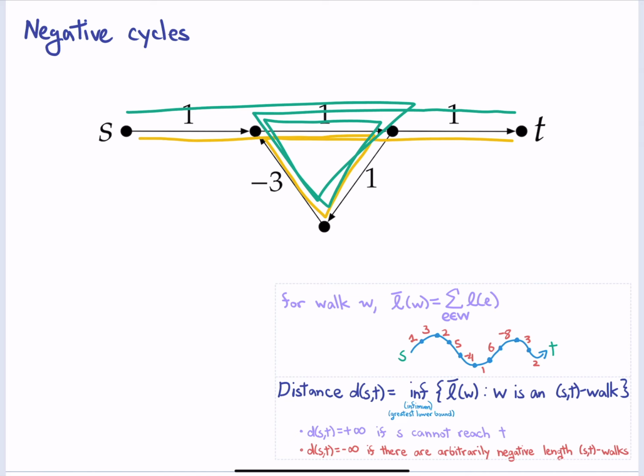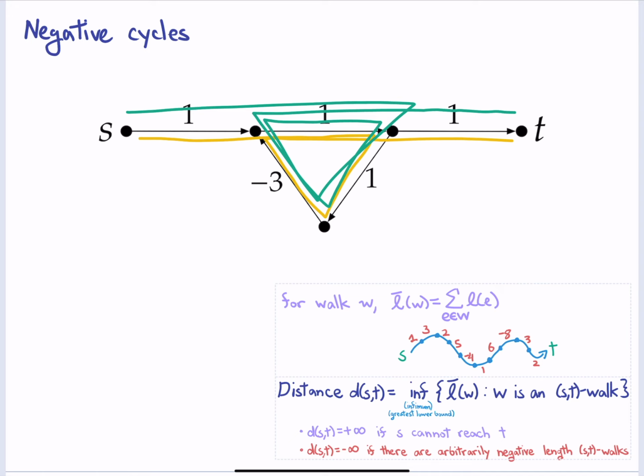But the point is, every time I go around the triangle once more, the total goes down by another negative 1. In particular, it's smaller than any finite number. It's smaller than negative 10, it's smaller than negative 11, smaller than negative 580, right? So if there's no lower bound, we call that negative infinity. Okay, so when there's negative edges, you can have negative cycles, and then you get funny stuff like this.